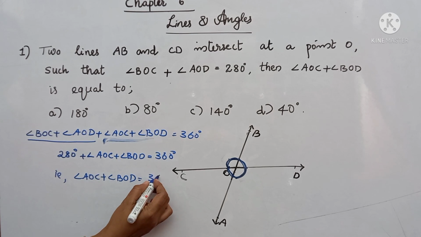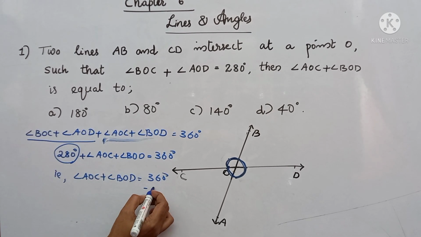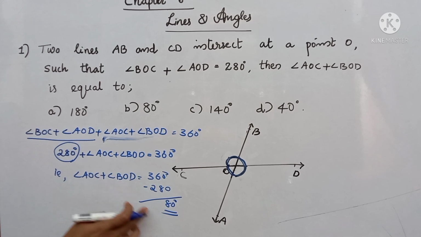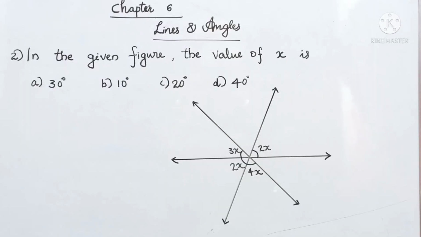is equal to 360 degrees minus 280 degrees. We take the 280 degrees, transpose it to the left side, and we get 80 degrees. The sum of these two angles is equal to 80 degrees. This is the answer. Option B is the answer.